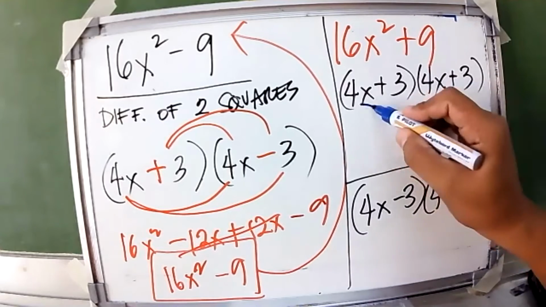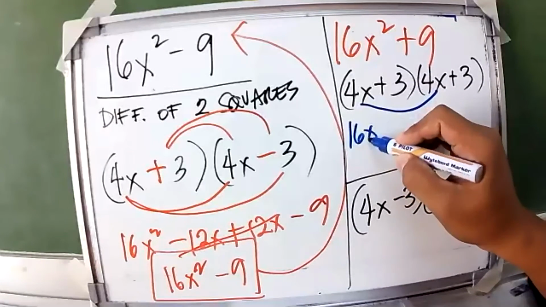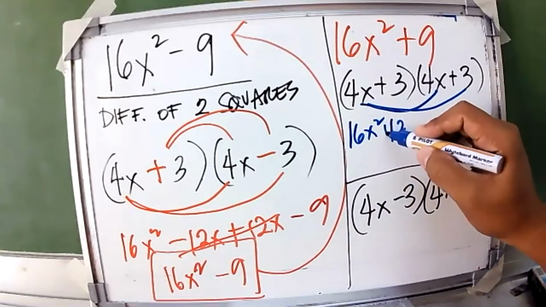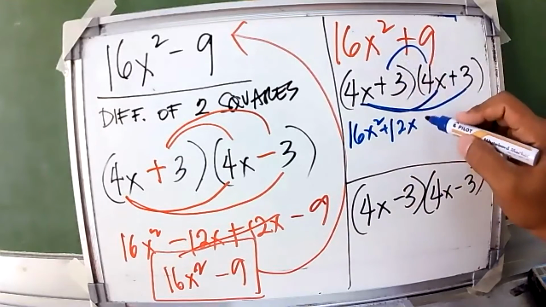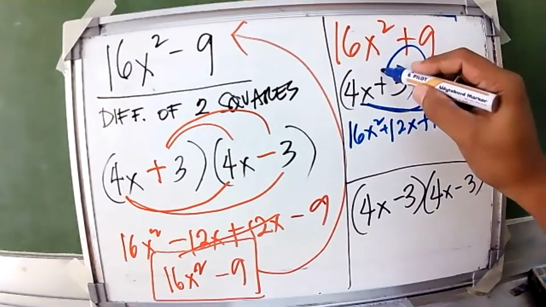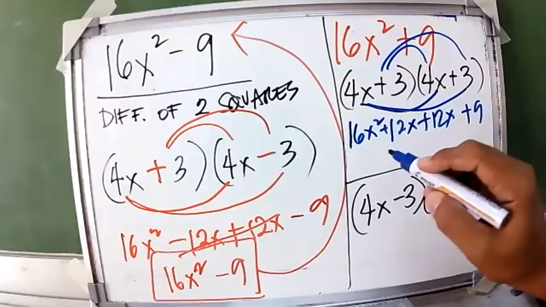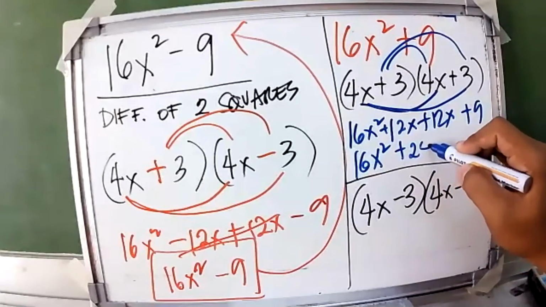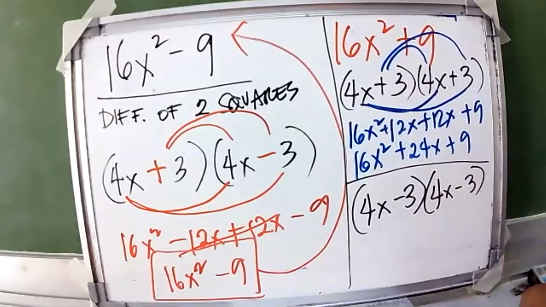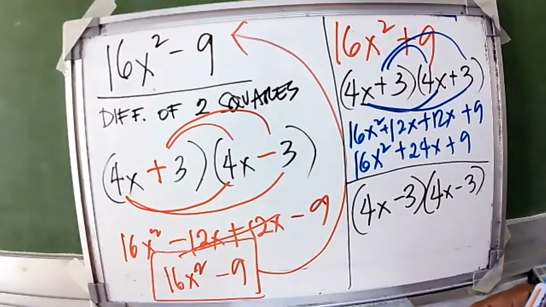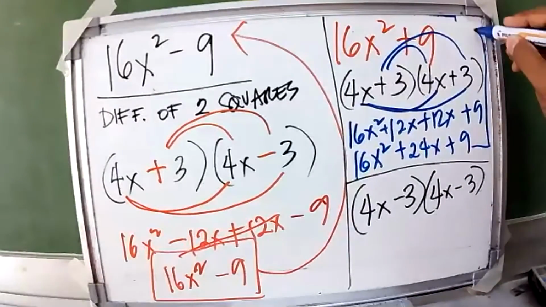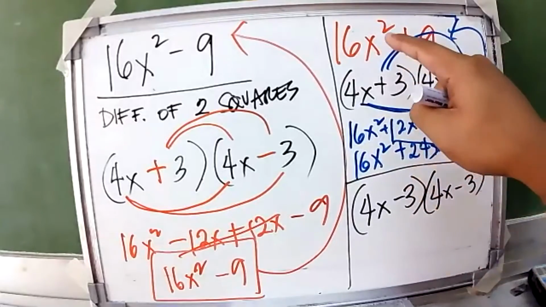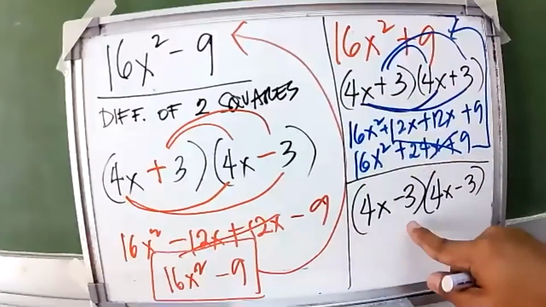Let's just try. That's 16x squared. Just to show you, that is 12x plus 12x. OMG, yun pa lang, hindi na pwede. Plus 9. 16x squared, 12x plus 12x, that's 24x, plus 9. OMG, are they the same? No. So therefore, this is not a factor. Kasi hindi sila nag-result sa pareho. Got it? Let's try this.